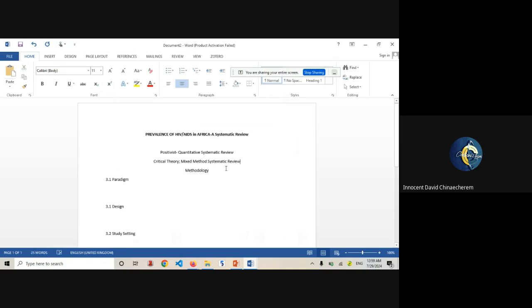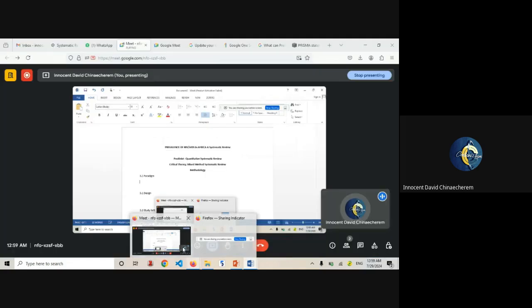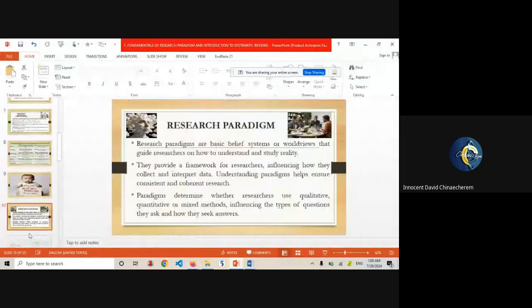So this is just an example of what we usually do. In your paradigm, what you need to talk about is what position you are going to stand. What is going to be the basis of your methodology? What is going to be the basis of your ontology and your epistemology? We're going to explain that in subsequent slides.